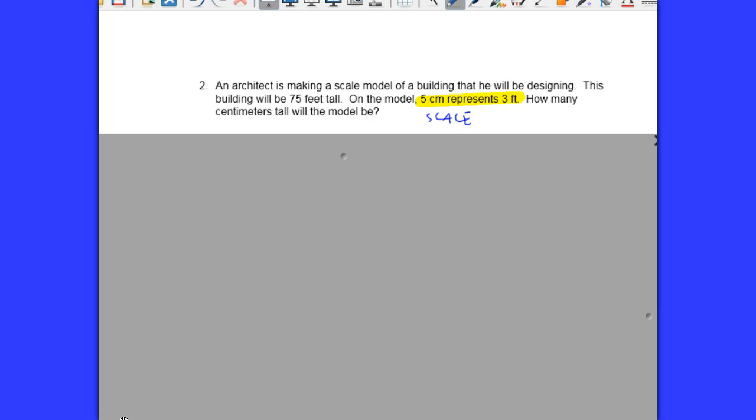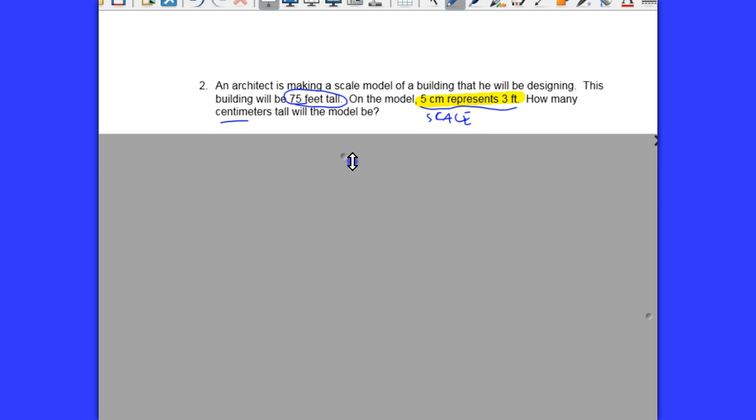Okay, welcome back. If you finished the problem, I'm going to reveal it to you right now. First thing I want to point out for you is you should have identified what the scale is. It's right here. That's scale. 5 centimeters is 3 feet. And here's what I'm trying to figure out. Okay, if I have 75 feet, how many centimeters would that be? So 75 feet would be how many centimeters?